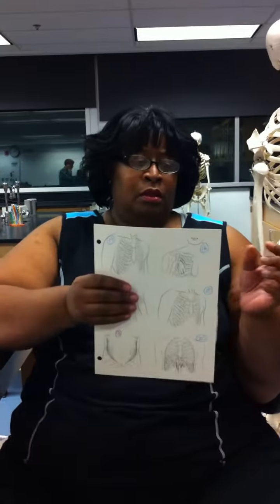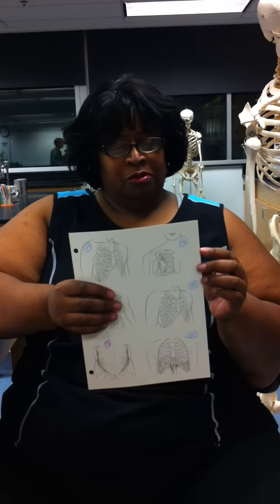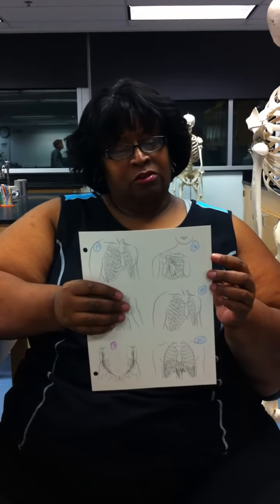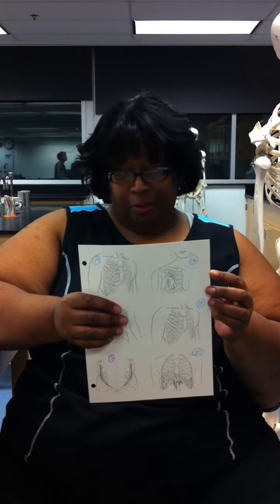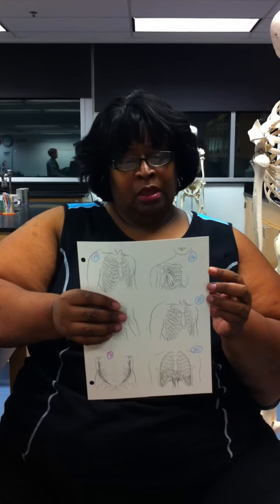Pectoralis minor originates on ribs 3 through 5, inserts on the coracoid process of the scapula, and the action depresses the scapula and elevates ribs 3 through 5.